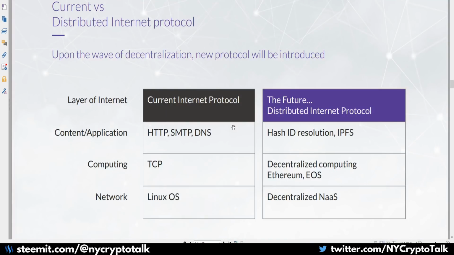And a good comparison between the current versus the distributed internet protocols. Everybody most likely is familiar with HTTP, maybe not as much with SMTP, and most people would probably know DNS. So moving forward, it'll be hash ID resolution and IPFS when it's decentralized. For computing, TCP connections, and moving forward, it'll be decentralized computing, Ethereum, EOS, and other types of platforms. Then the network would be Linux OS or the decentralized network as a service.